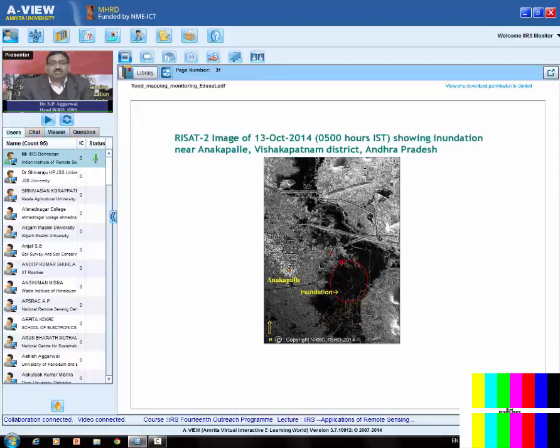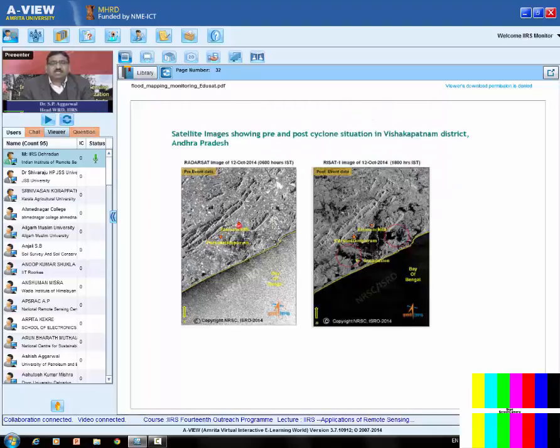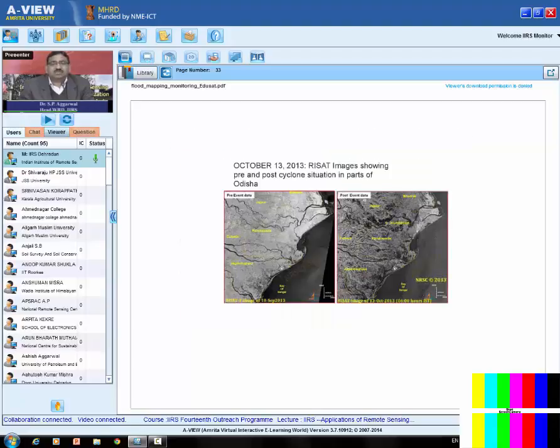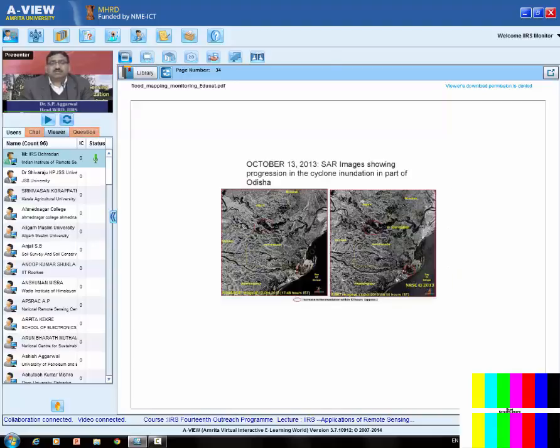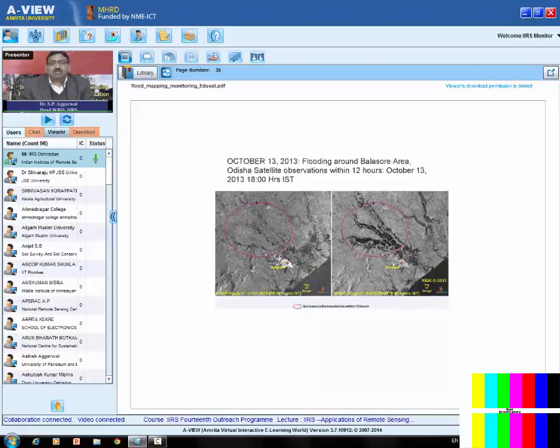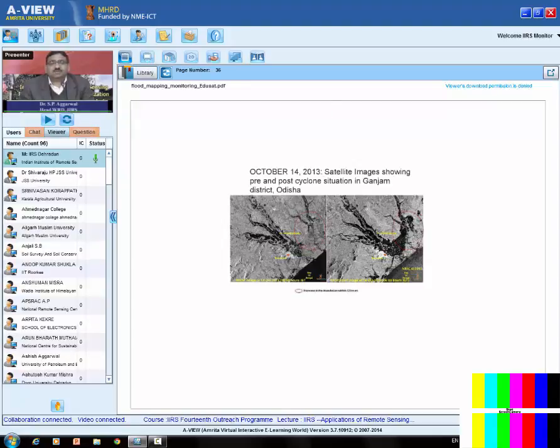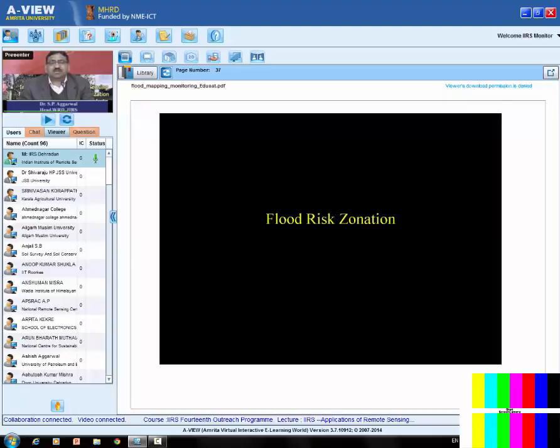You can see all inundation areas. This is close to Visakhapatnam, Anakapalli of Visakhapatnam district. You can see all the inundated area of Hudhud. This is the image of 13th, 2014. This is another image. You can see here before the cyclone and after the cyclone, or during the cyclone. You can see all the area is inundated, all black. This is a 2013 image. You can see here, I am just browsing and changing these images. You can see here before cyclone and after cyclone, a lot of flood takes place. So this is basically inundation. Another image.